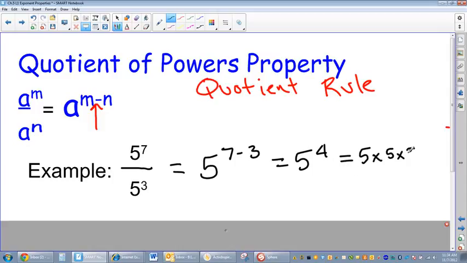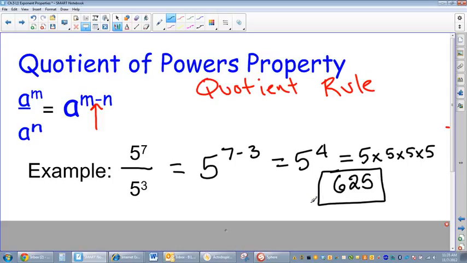Go ahead and take a second to work that out. DJ, what is 5 times 5 times 5 times 5? It is 625. So remember, we always subtract the top number from the bottom.